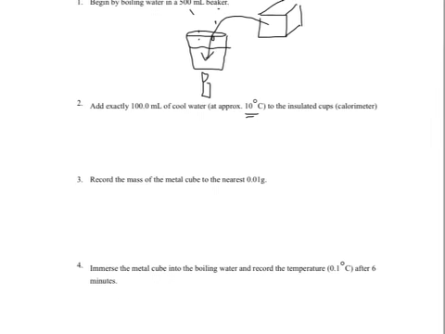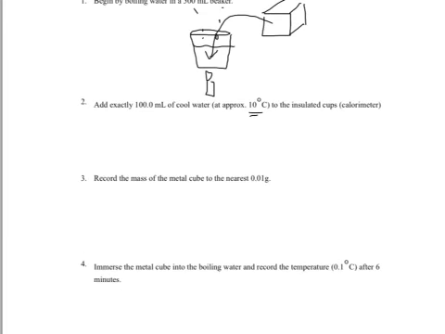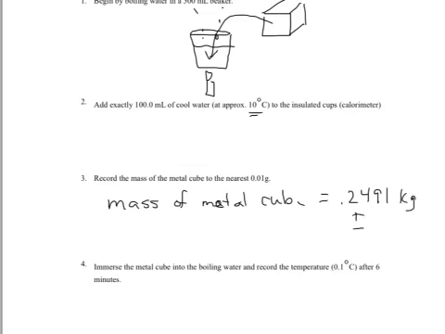If I continue on in the lab here, you will get the mass of your metal cube, and this metal cube, this is an E, 0.2491 kilograms plus or minus 0.0001.